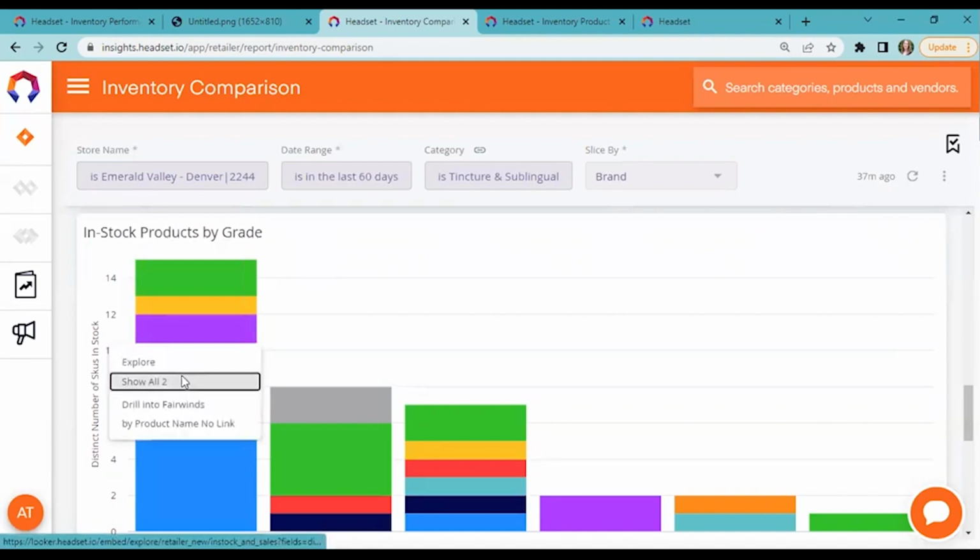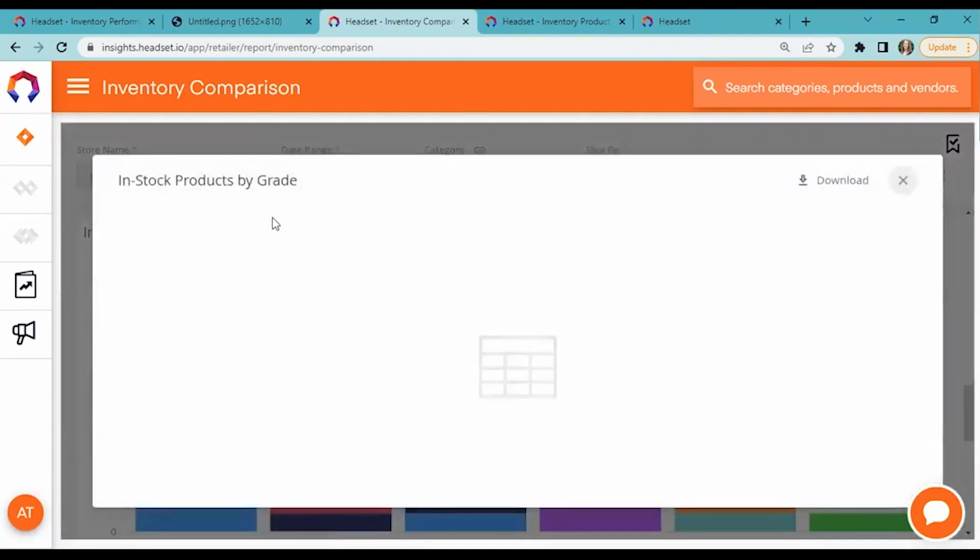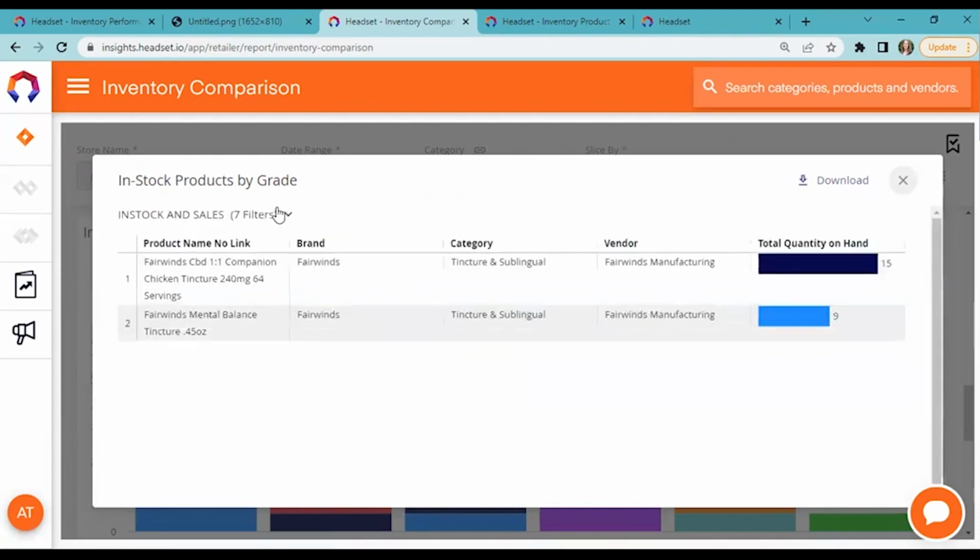One thing we can also look at, let's take a look at the average performers and see. So we can see the 2 that make up the average performers here and how much quantity there is on hand.